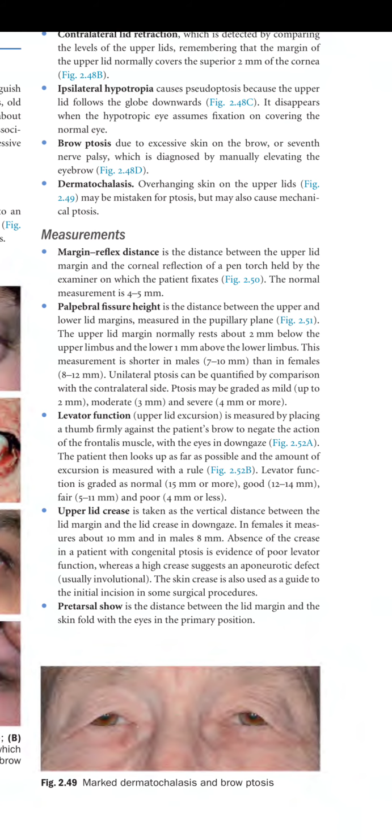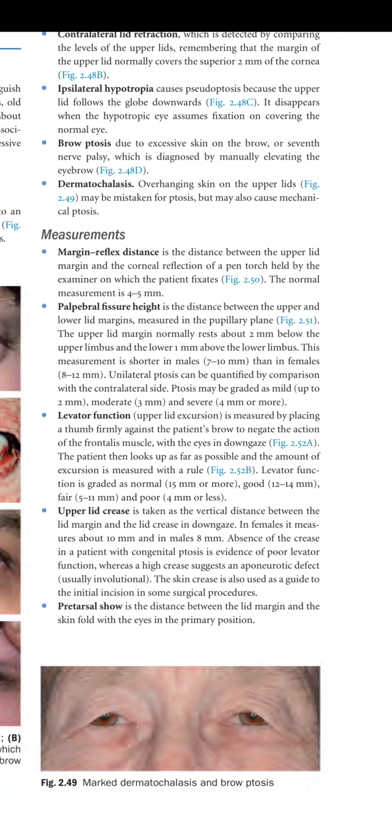Next is the upper lid crease. Upper lid crease is taken as the vertical distance between the lid margin and the lid crease in down gaze. In female, it is measured about 10 millimeter, and in male, 8 millimeter. Absence of the crease in a patient with congenital ptosis is evidence of poor levator function, whereas a high crease suggests an aponeurotic defect, usually involutional. The skin crease is also used as a guide to the initial incision in some surgical procedures.